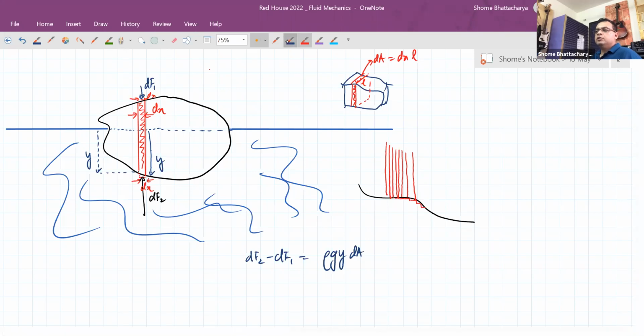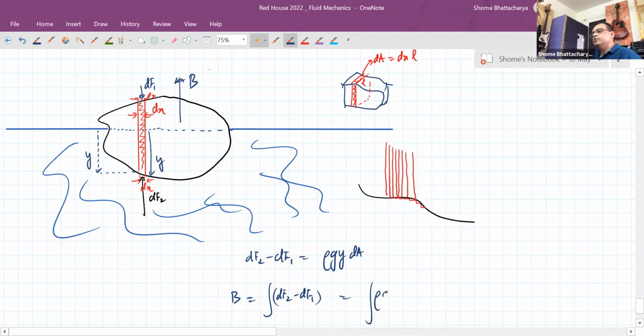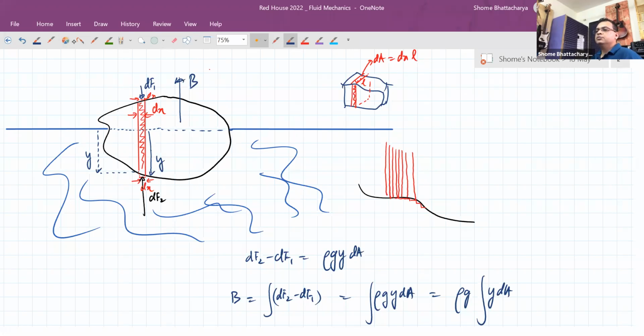Now when we look at the net force because of buoyancy, it is basically the integration of this df2 minus df1. It is the integration of rho g y dA over this entire body. Take the constants outside. If you look at the integration of y dA for this body, you'll realize what that is. It is nothing but the portion of the volume which is submerged.